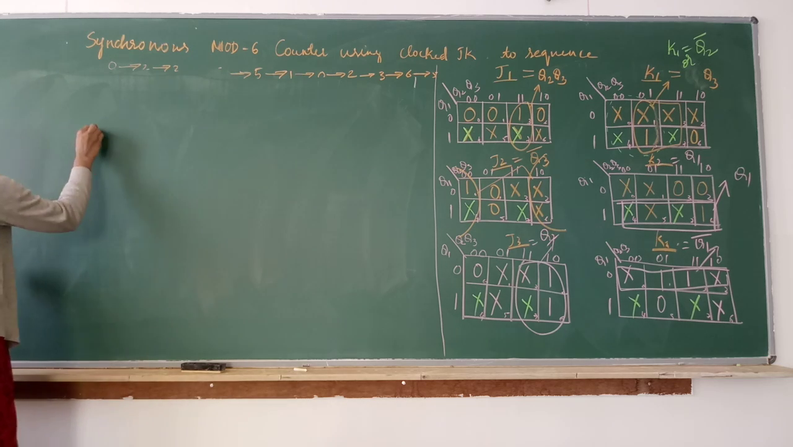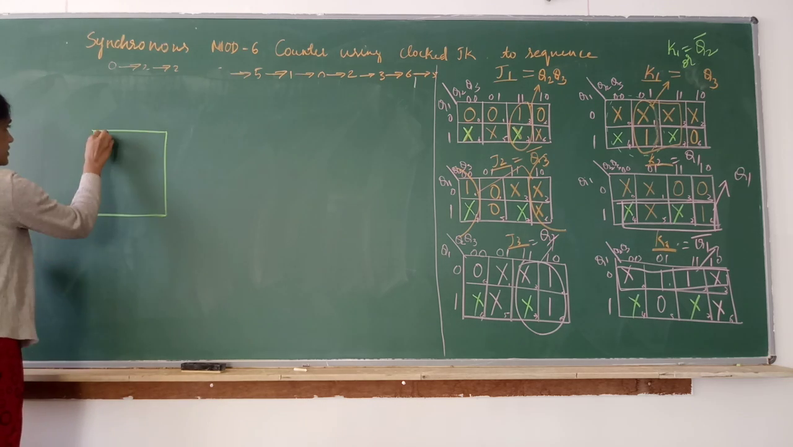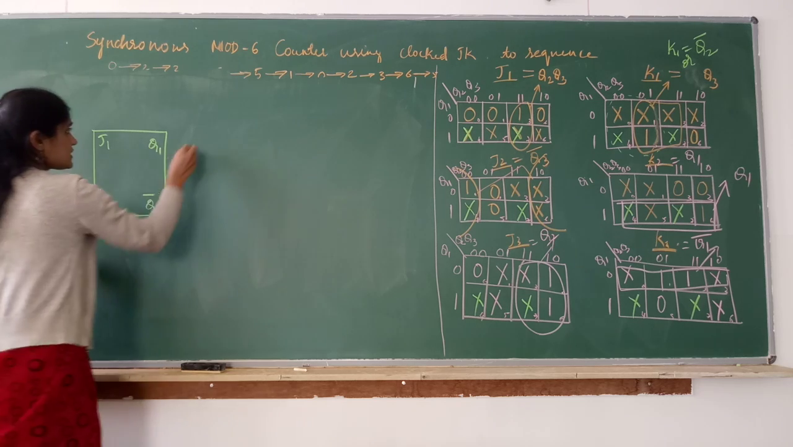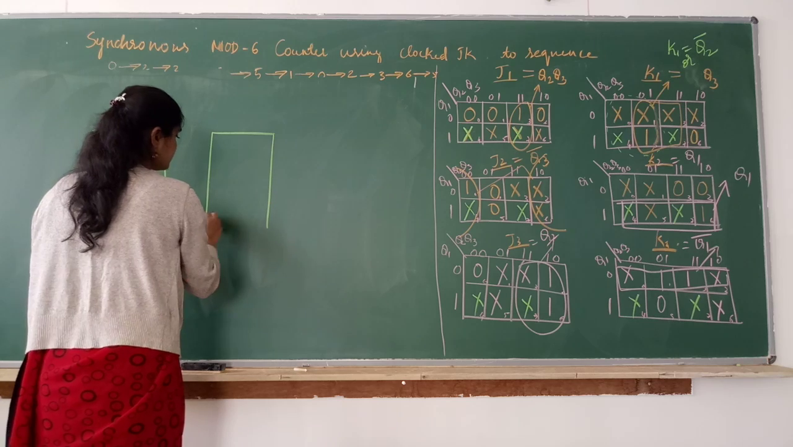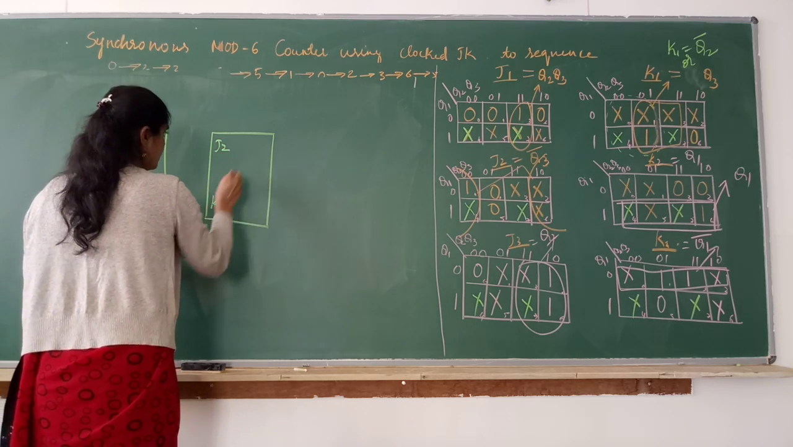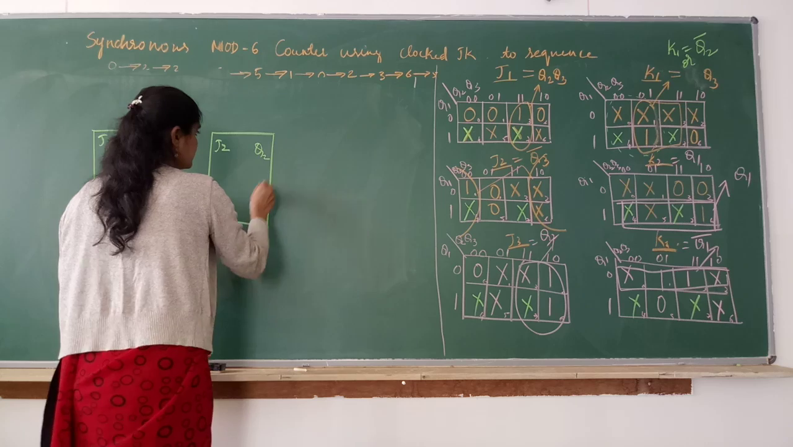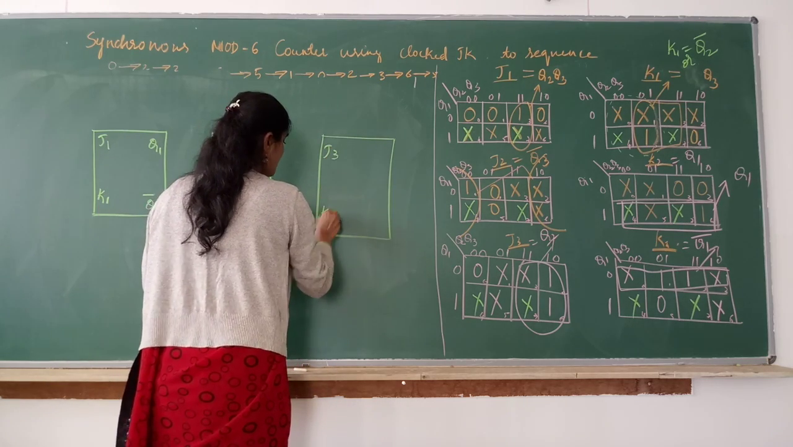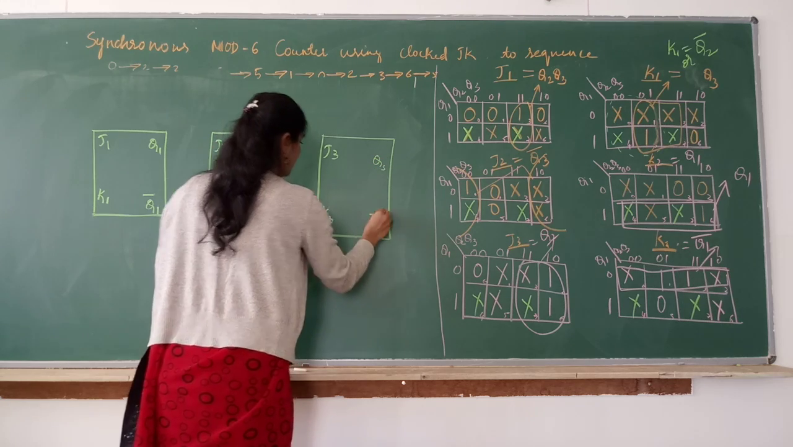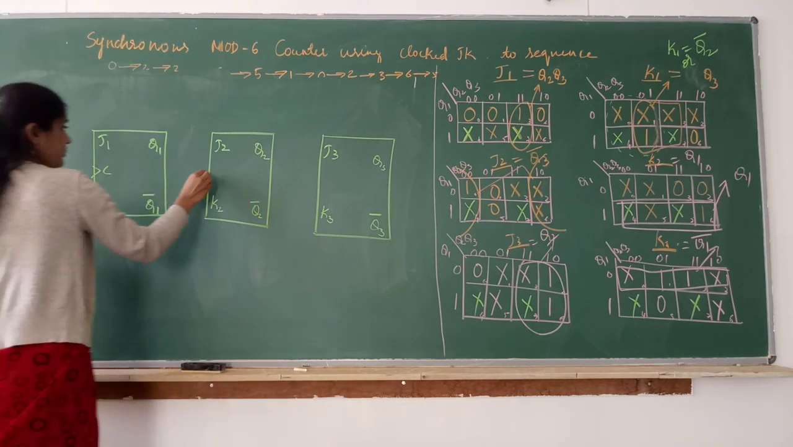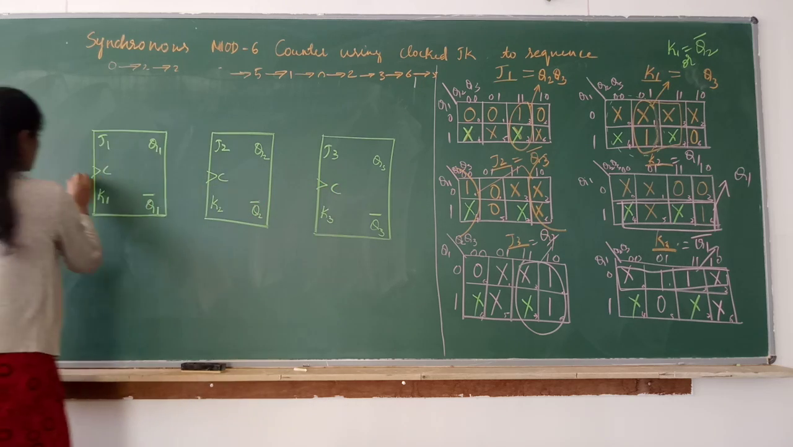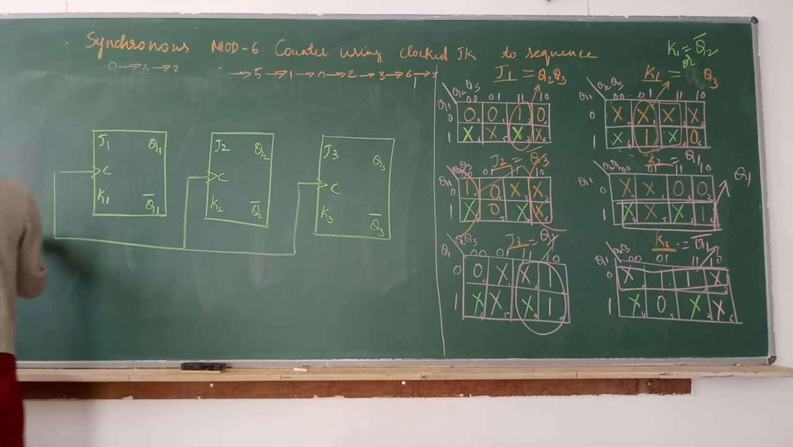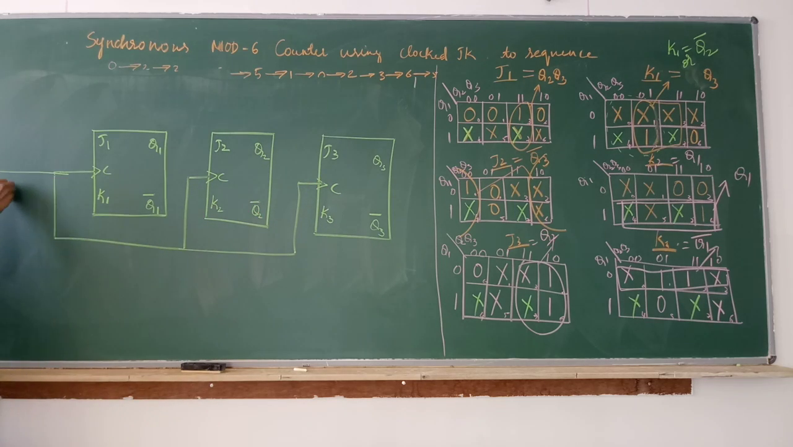Okay, circuit. How many flip-flops do we have? 3 JK flip-flops. So I call this J1, K1. This will be Q1, Q1 bar. Similarly, one more: J2, K2, Q2, Q2 bar. Similarly, J3, K3, Q3, Q3 bar. Okay, let us use positive edge triggered JK flip-flops. And since it is synchronous, give the clock pulse directly to all the 3 JK flip-flops. So this is going to be the clock pulse.